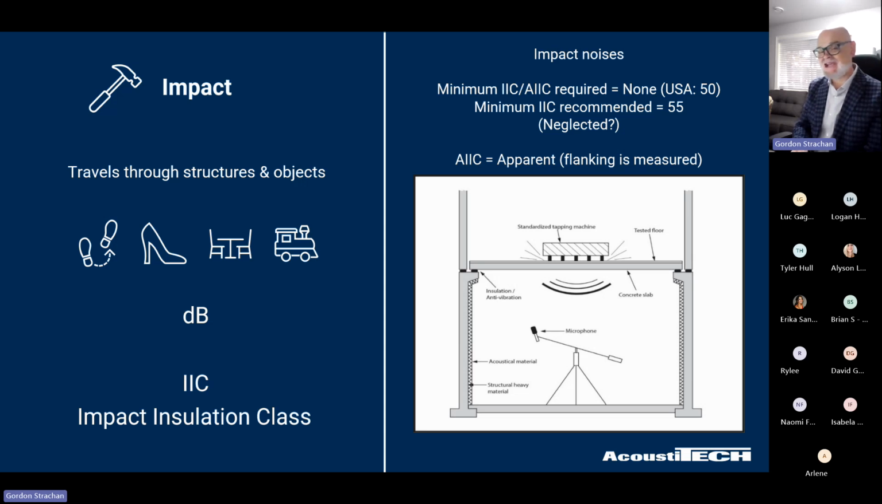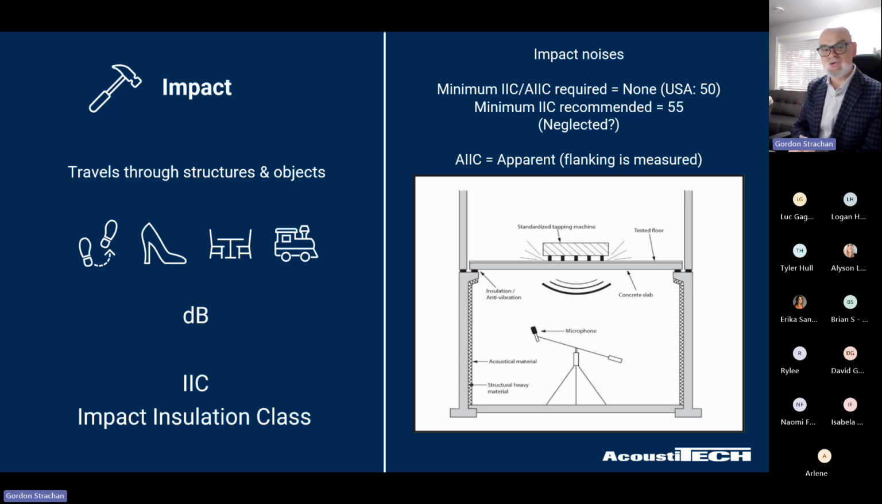Now, is this changing? We are seeing that the new code coming out in 2030 from Canada will dictate a minimum IIC required. We do not know what that number will be yet. We're hoping it will be at least the same as the US and hit that 50 marker, maybe higher. 55 would be amazing. But the good news is that's coming.